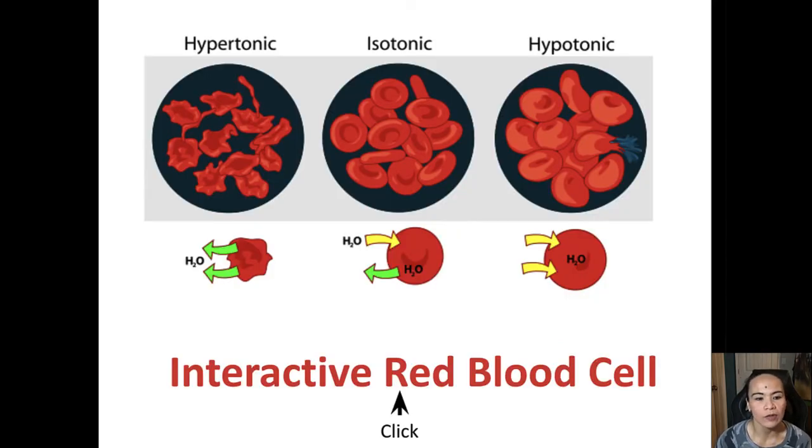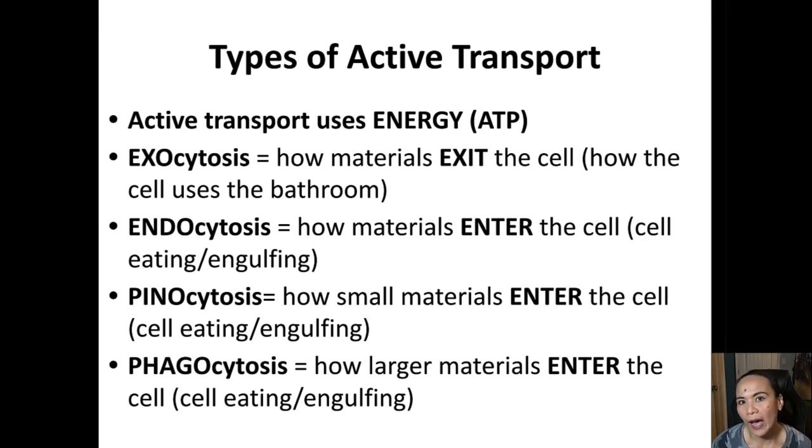So in terms of the red blood cell, as you can see here, if it's in hypertonic, it shrinks. Isotonic, equal. Hypotonic, it swells. So that's just a quick visual of your hypo, iso, and hypertonic and red blood cell. Now let's go to active transport. So the active transport uses energy in the form of ATP.